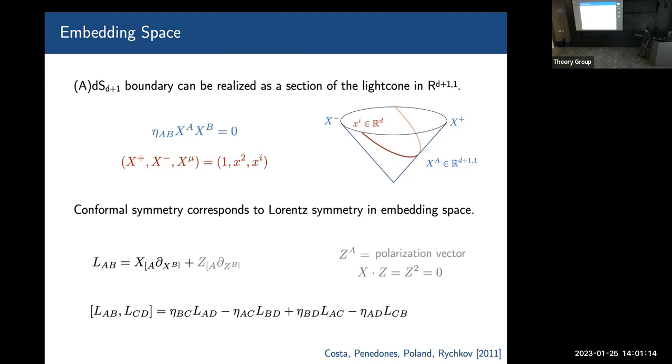And the conformal generator we saw before basically turns into these Lorentz generators that satisfy the usual commutation relation. If you want, you can also include the spin in the problem by adding this dependence on this z variable, which plays the role of the polarization vector in embedding space. So the idea now is to write down some manifestly Lorentz invariant quantities in embedding space, which is easy to do, and then project onto this boundary so that it turns into some manifestly conformally invariant structures on this boundary.